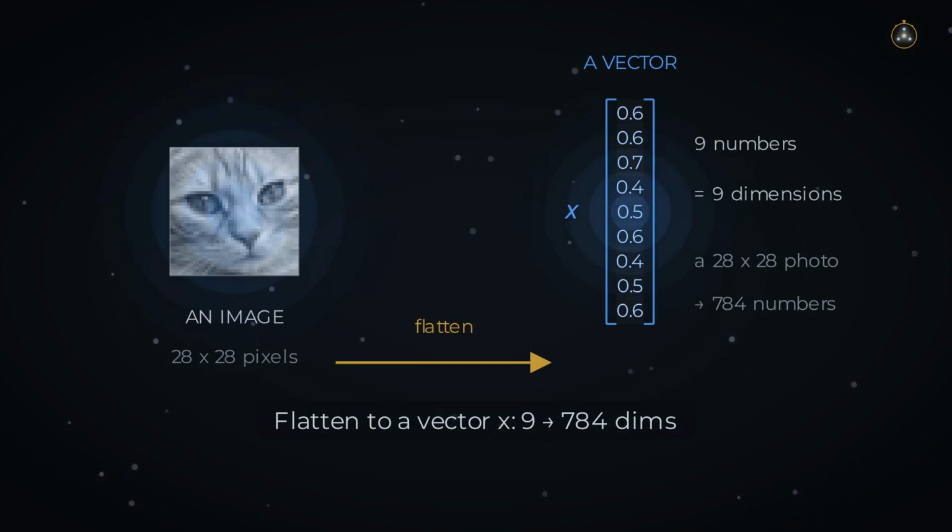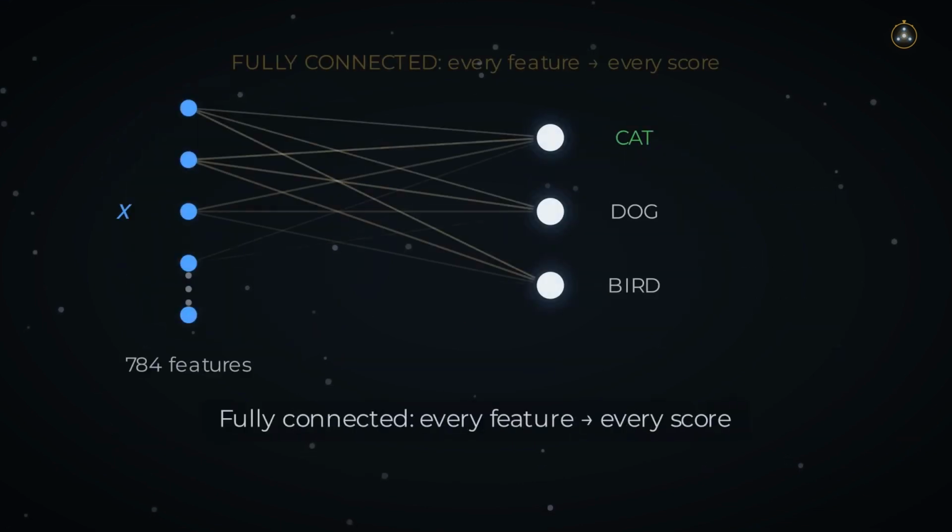Watch how many slots it has. That count is its dimension. This little patch is tiny. A real photo? Hundreds of pixels, hundreds of dimensions, all fed in at once. So how do those numbers turn into scores?